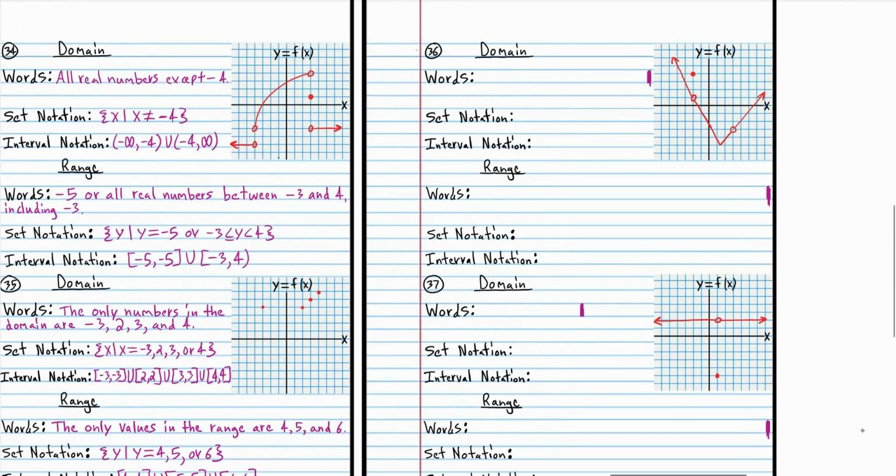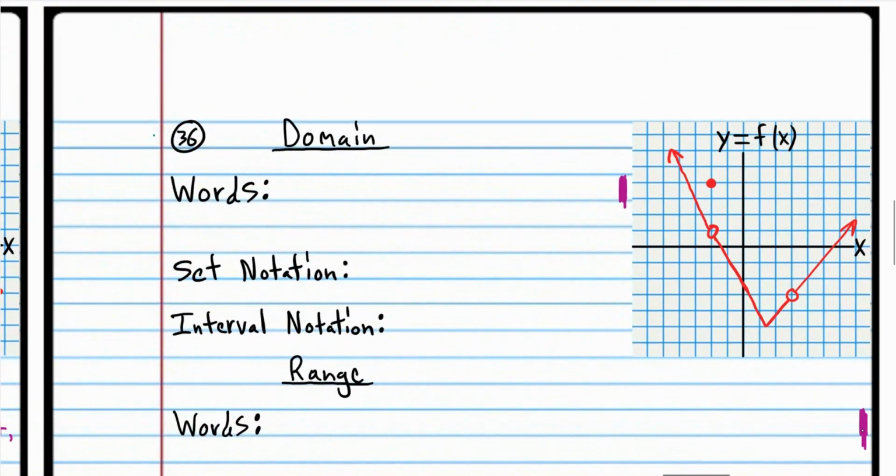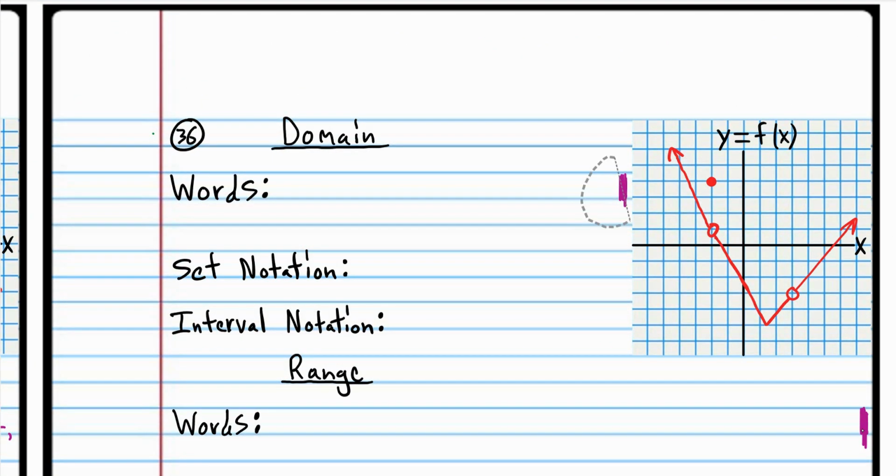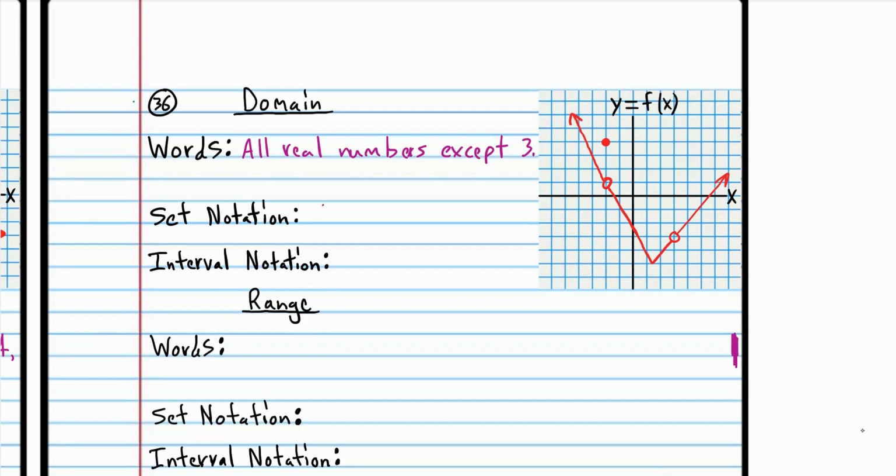All right, we're back. So the domain is all real numbers except 3. The set of all x values such that x cannot be equal to 3. Interval notation, -infinity, comma 3, union, 3, comma positive infinity.